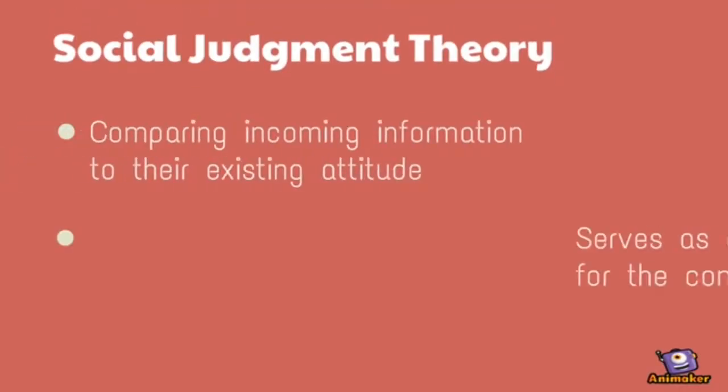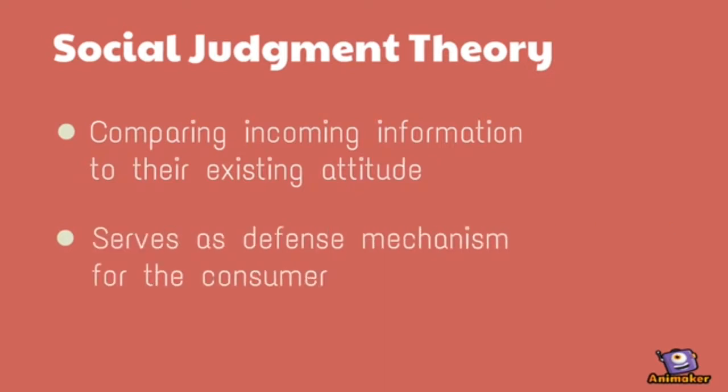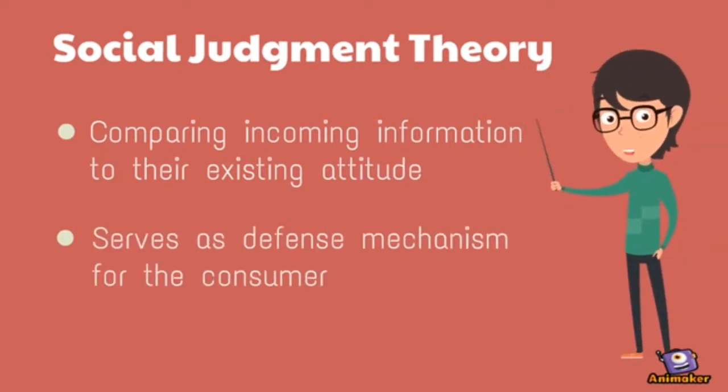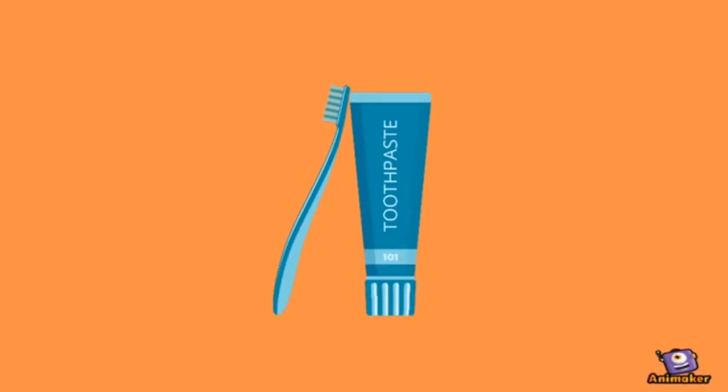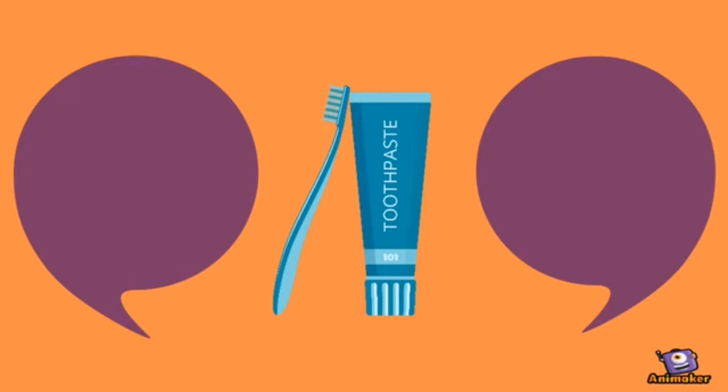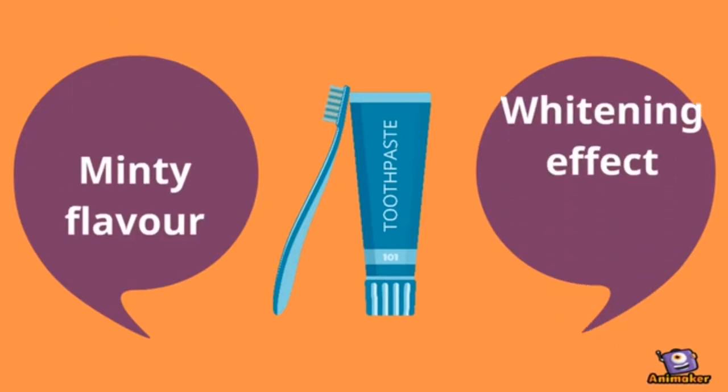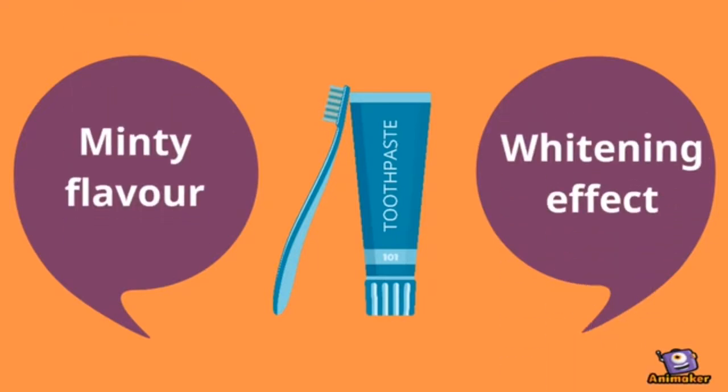Third, social judgment is comparing incoming information to existing attitudes, and also serves as a defense mechanism for the consumer. In a particular product such as toothpaste, a consumer is already familiar with the characteristics of a certain product like Colgate that has whitening effect and mint.